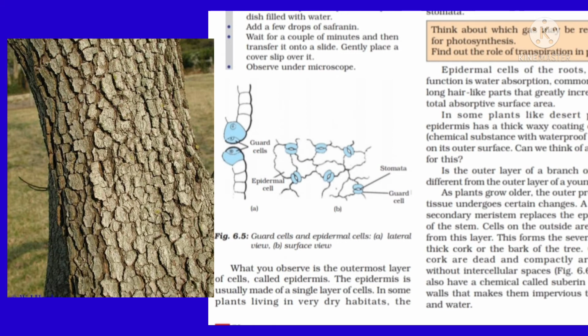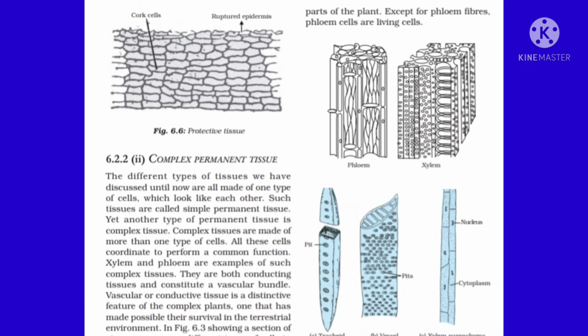Now let's come to the topic complex permanent tissue. Why is this tissue called complex permanent tissue? Because this tissue is made of more than one type of cell. These different groups of cells join together and perform a common function. That is why it is called complex permanent tissue. There are two complex permanent tissues, xylem and phloem. The other name is vascular tissue or conductive tissue.